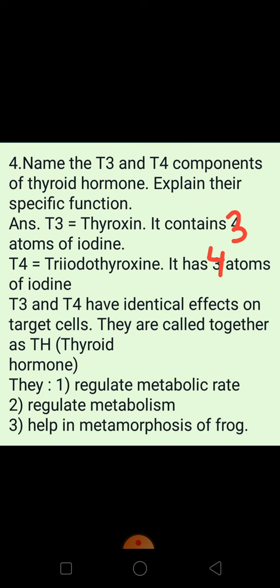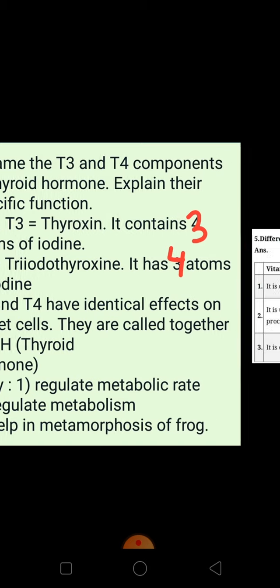Tetra contains 4 atoms of iodine, tri contains 3 atoms of iodine, and both T3 and T4 hormones have identical effect on the target cells, and they are together known as thyroid hormone. Now, let's talk about the function. They regulate metabolic rate, they regulate metabolism, and they also help in metamorphosis of frog. Question number 5. Differentiate between vitamin, hormone and enzyme.